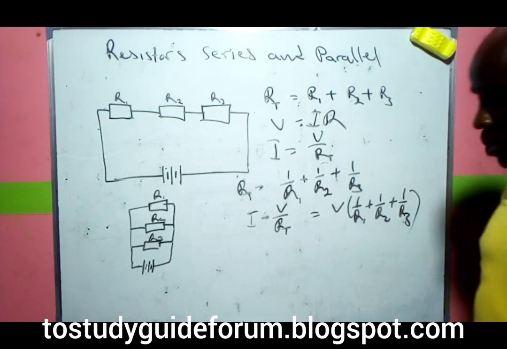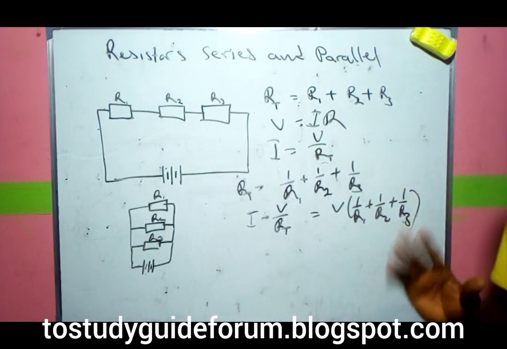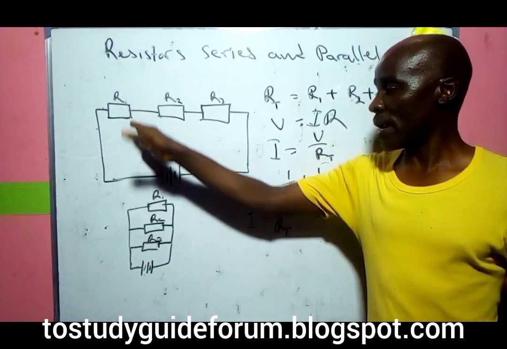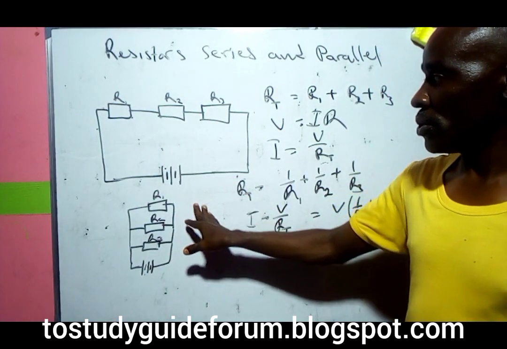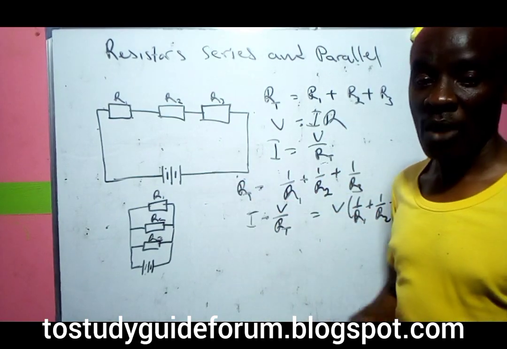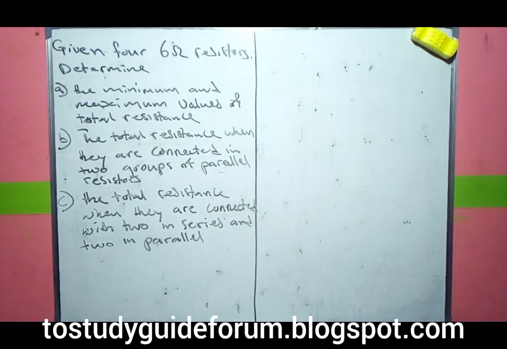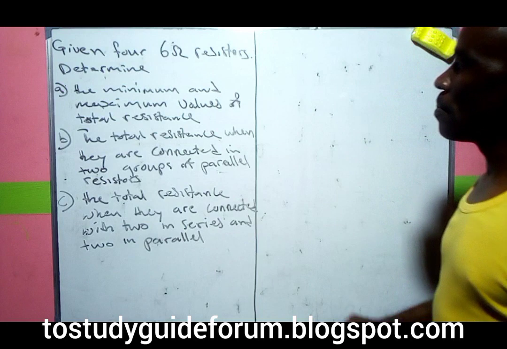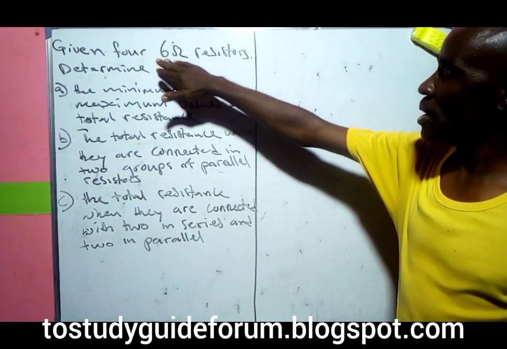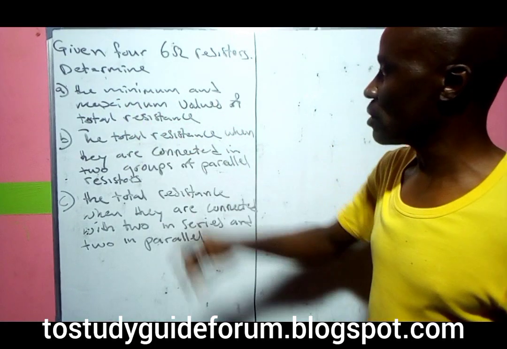Now, we're going to look at some questions that will help us to really apply this. Resistors in a circuit can be connected in different ways, parallel, series, multiple ways. So we'll look at some questions to help us do the calculations. Here we have 6 ohm resistors. We are to find the minimum and the maximum value of the total resistance.